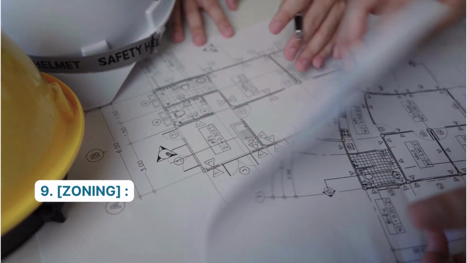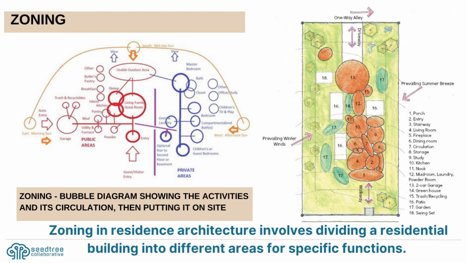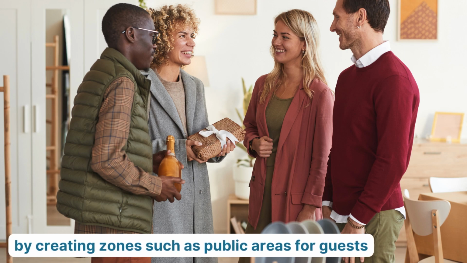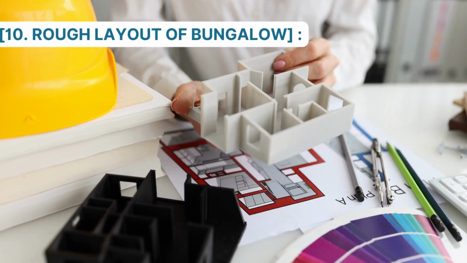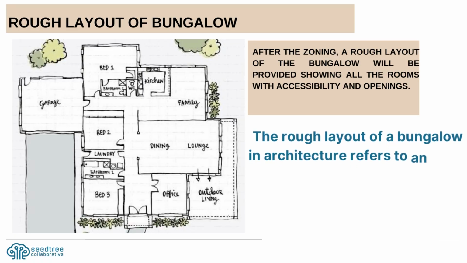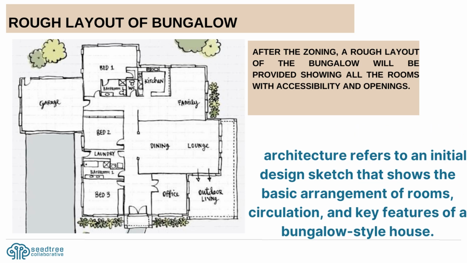Number 9. Zoning. Zoning in residence architecture involves dividing a residential building into different areas for specific functions. It optimizes the functionality and comfort of a home by creating zones such as public areas for guests and private areas for residents. Number 10. Rough layout of bungalow. The rough layout of a bungalow in architecture refers to an initial design sketch that shows the basic arrangement of rooms, circulation, and key features of a bungalow-style house.